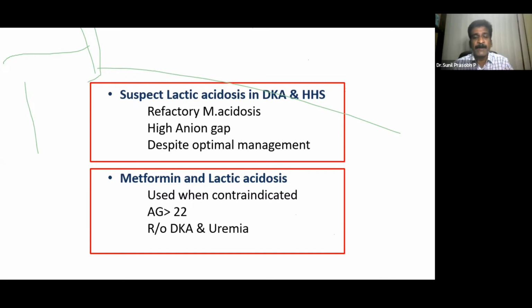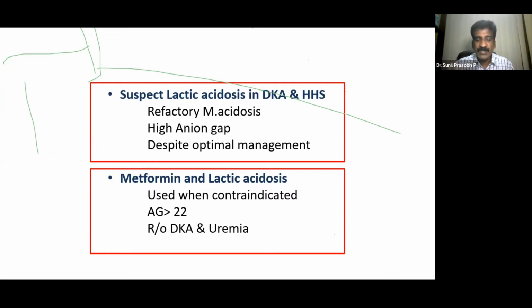We should always keep in mind that lactic acidosis is a possibility. And lactic acidosis associated with metformin happens whenever you use metformin in contraindicated patients or in very high dose. If it is contraindicated, you should never use it. If you use it, you can always come across this problem. To diagnose that, we should always rule out diabetic ketoacidosis. We should rule out uremia.